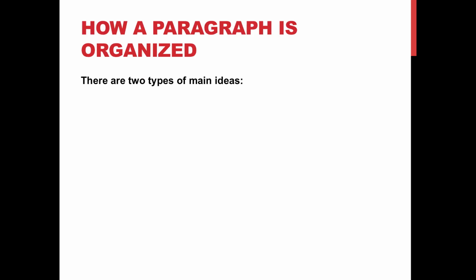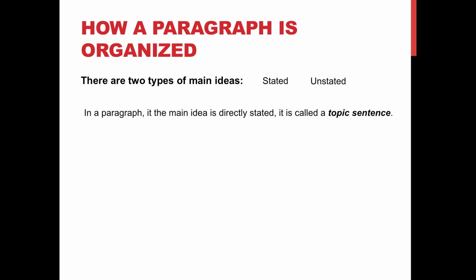So there are two types of main ideas. The first is called a stated main idea, and we're going to come back to that a little bit later, but you just need to know this for now. And the other one is an unstated or implied main idea. We're only going to concentrate on the stated, because for skills assessment number 1, it pretty much is stated in the article that you're reading.